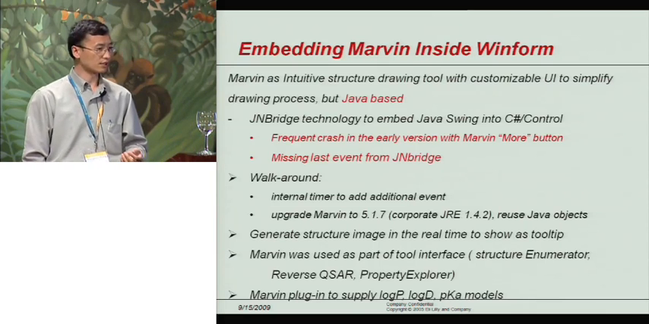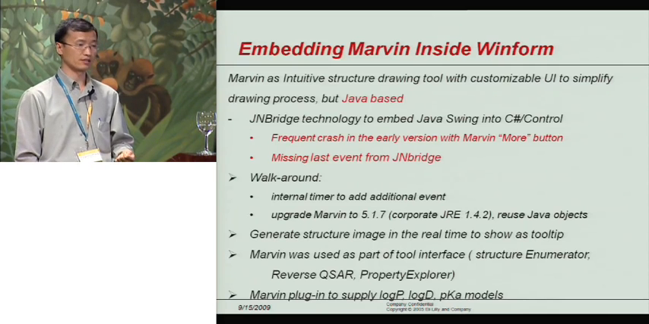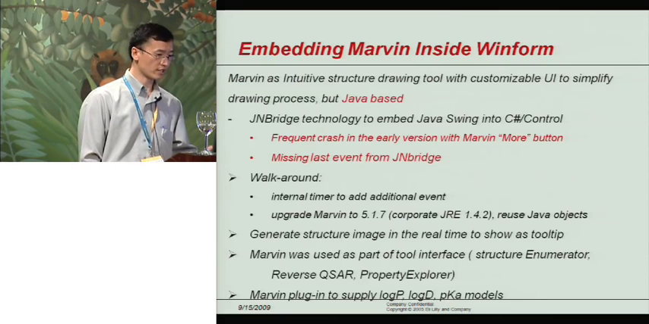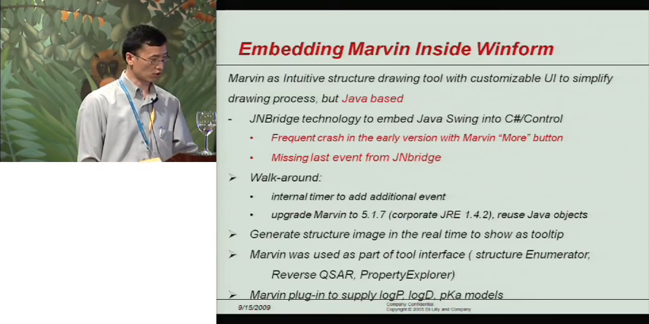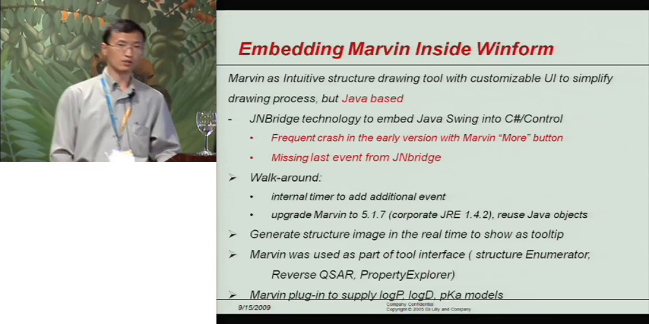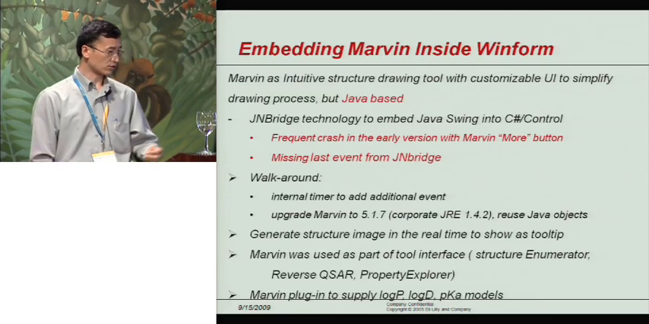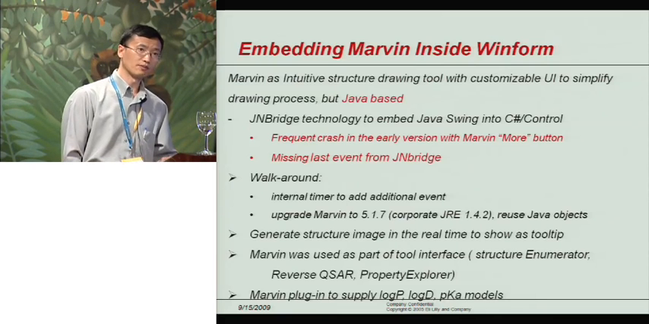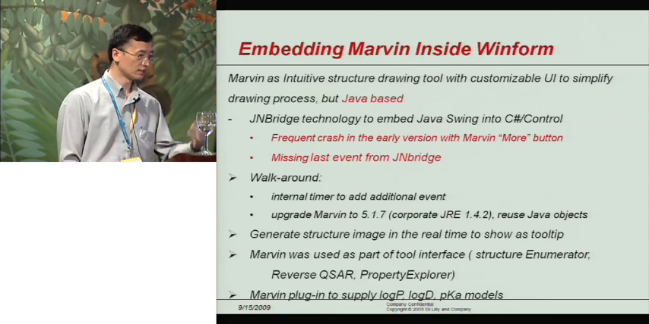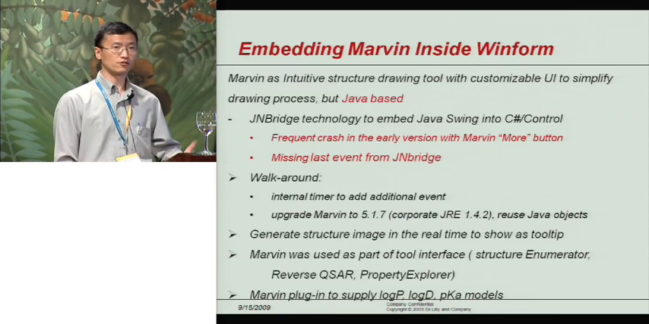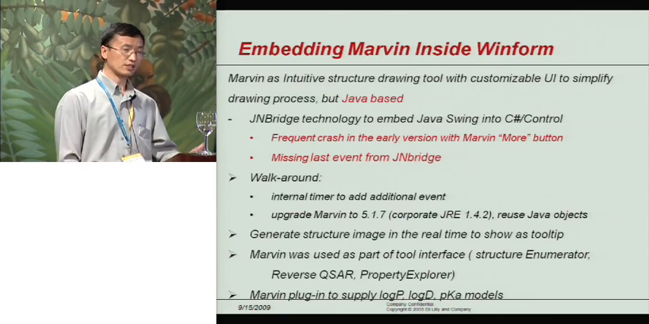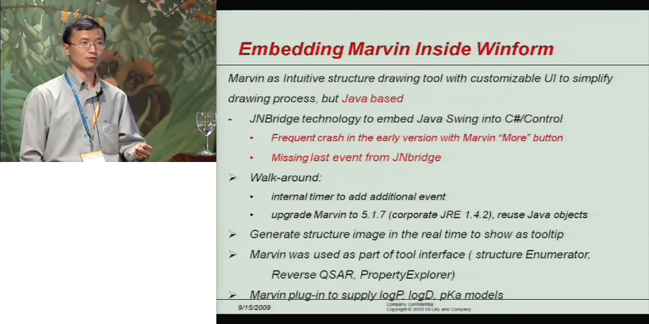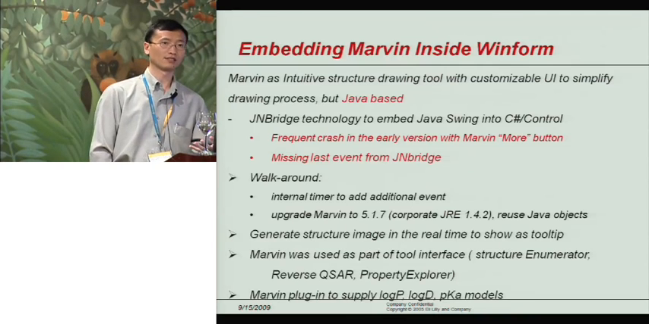And at that point, we found, okay, GenBridge is actually the only technology which can embed those Java Swing objects into the C# control. But in the early version, we spent quite an effort to deal with frequent crashes. Many times when you click a more button in Marvin, it basically freezes or crashes. And also in GenBridge, it missed the last event. So many times when you try to resize, it didn't go through.